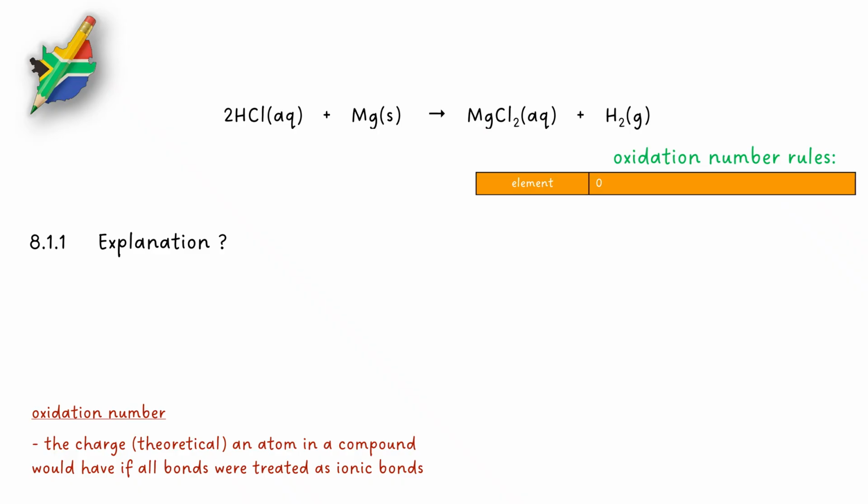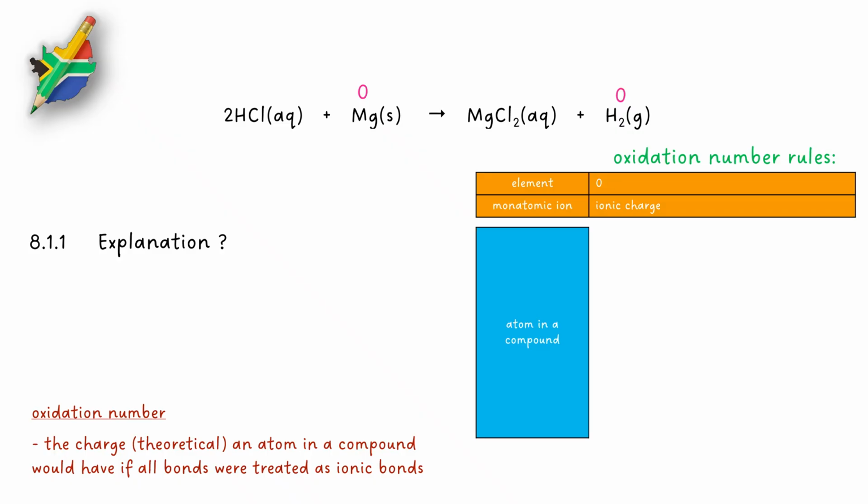Firstly, an element, whether it is monatomic or diatomic, etc., has a zero oxidation number. Solid magnesium is an element and so has 0 for its oxidation number. And diatomic hydrogen is also an element and so it also has 0 for the oxidation number. Monatomic ions have an oxidation number equal to their charge.